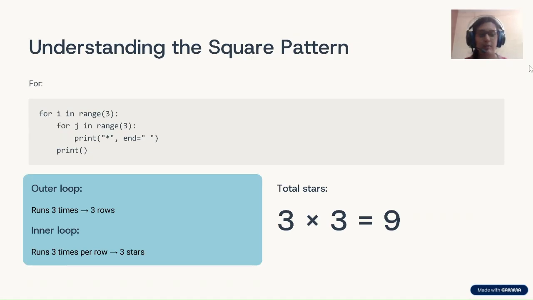So let's break down the previous program mathematically, right? The outer loop runs 3 times. So we get 3 rows. For each row, the inner loop runs 3 times. So we get 3 stars per row. Therefore, 3 into 3, 9 stars. This way of thinking becomes very useful when we start to create more complicated patterns, right?